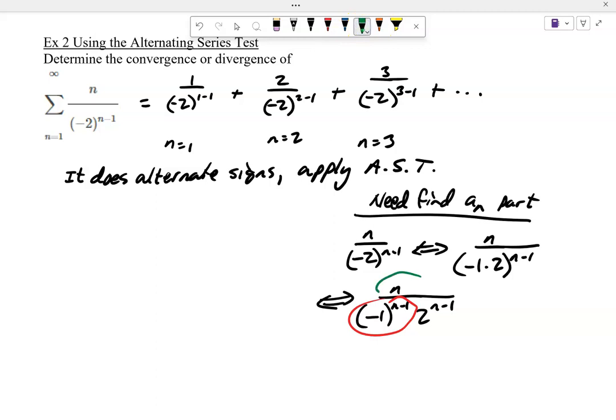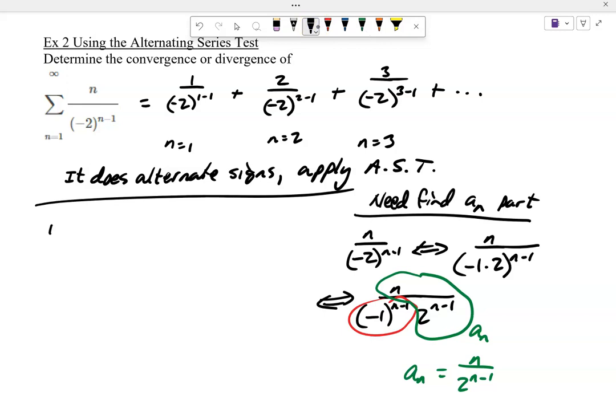So in green, that would be the part that's not alternating the signs. So a_n is n over 2^(n-1). That's what we're going to use for the part that's not alternating signs, right? So now we can apply the alternating series test.